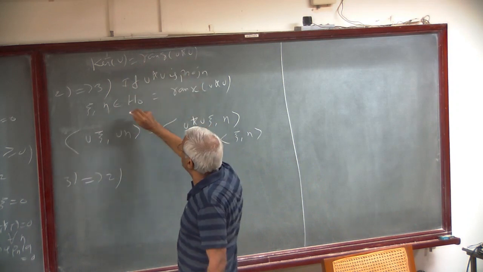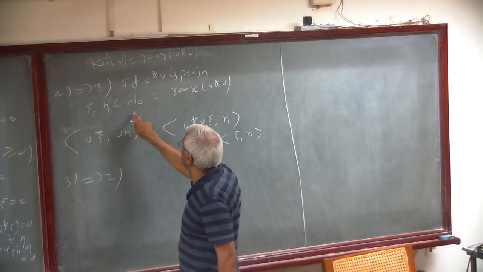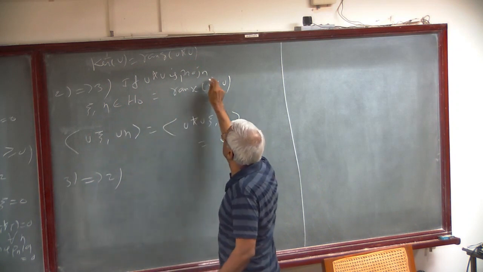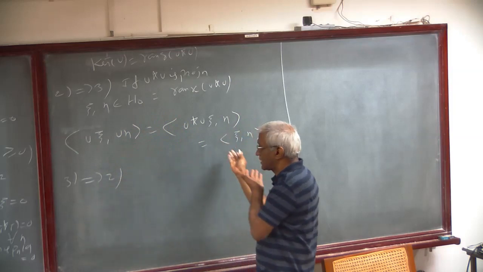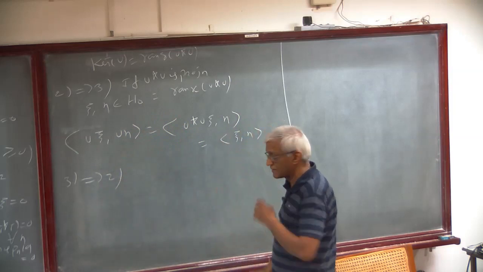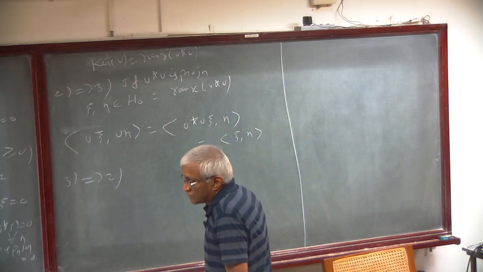Now we take 2 elements in H naught, which is the range of u star u, which is equal to kernel perp of u. I have to prove that it preserves the inner product. So now 3 implies 2.